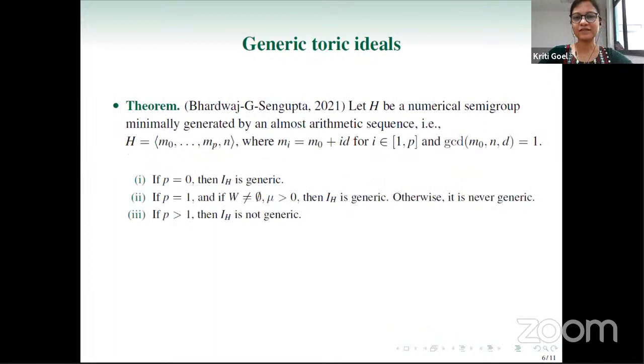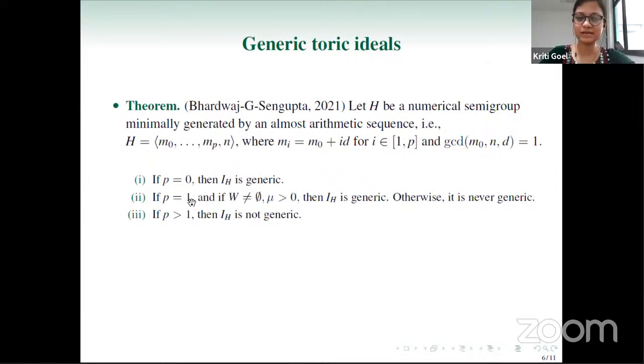Now that we have this connection, which was built by Ito, and we had a complete description of row factorization matrices for numerical semigroups generated by an almost arithmetic sequence, the next question was, can we build up this connection in this particular class as well? So if we have a numerical semigroup which is minimally generated by an almost arithmetic sequence, we have information about the row factorization matrices. Using this result of Ito and that information, we could prove the following result.